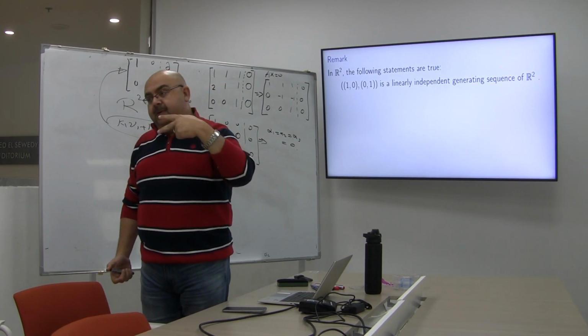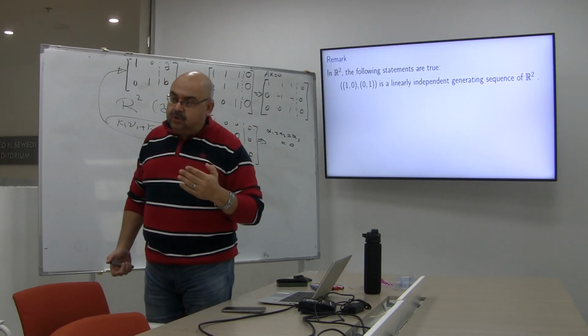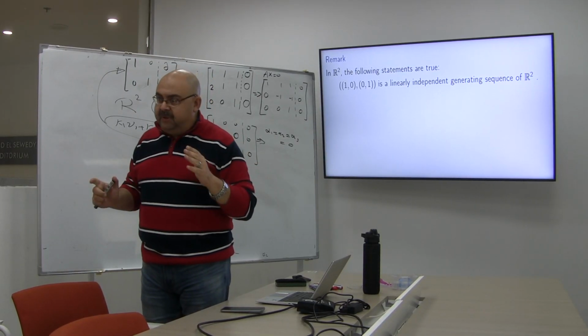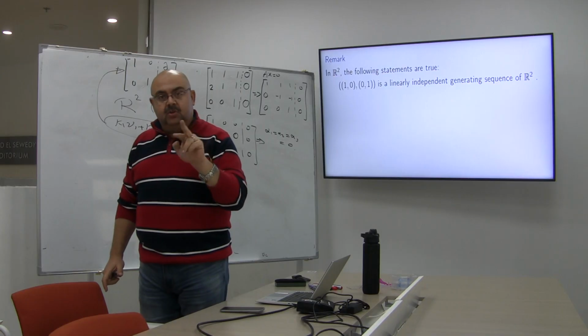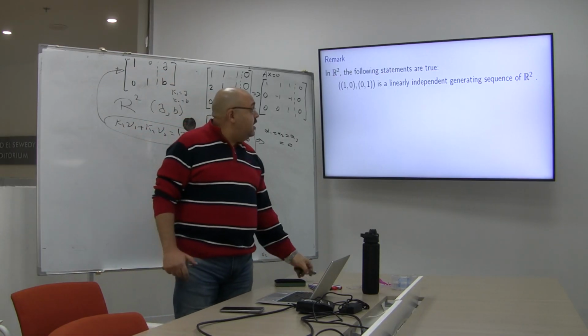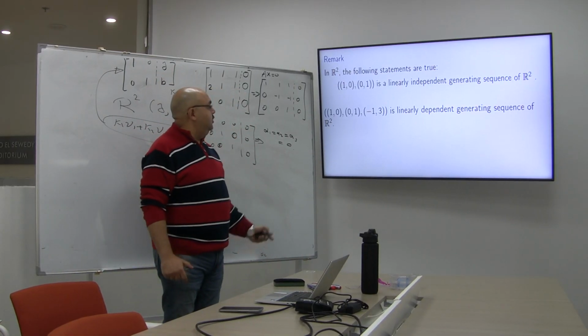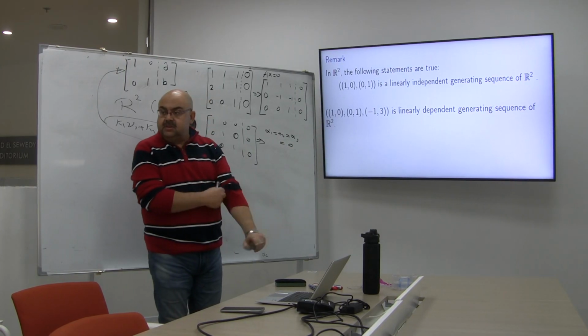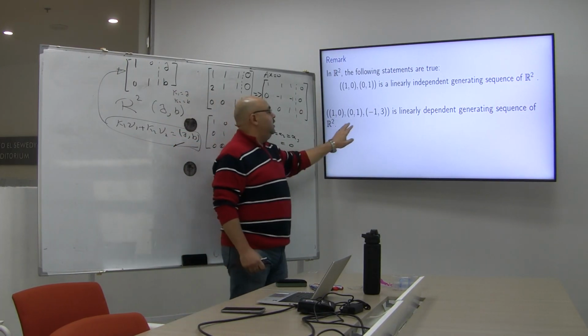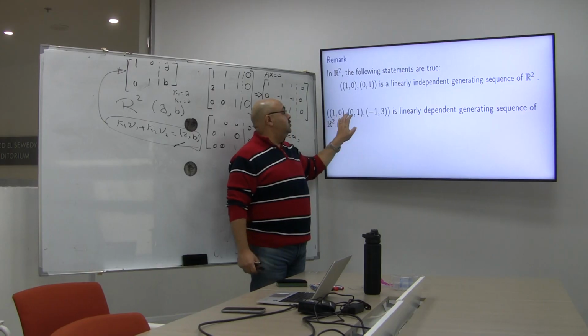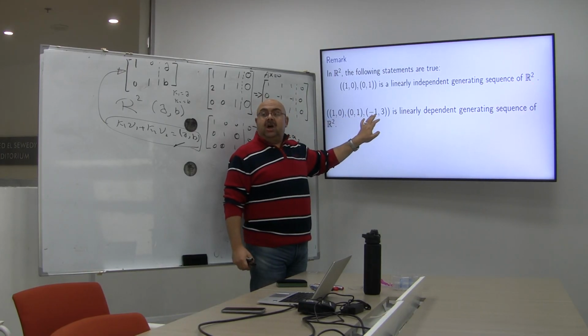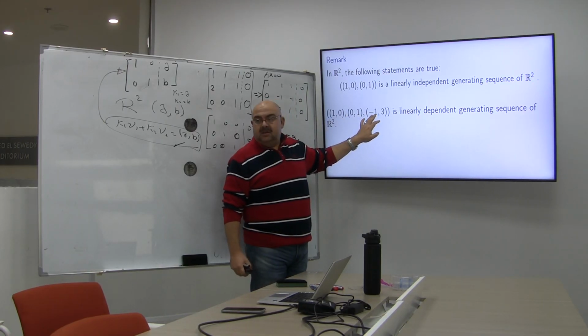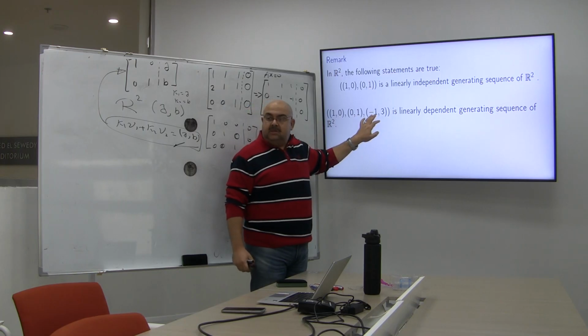And how many vectors can generate R2? For this basis, the canonical basis, two vectors, (1,0) and (0,1). Same way, let's look at something like this: (1,0), (0,1), (-1,3). Those are a linearly dependent set, not a linearly independent set.